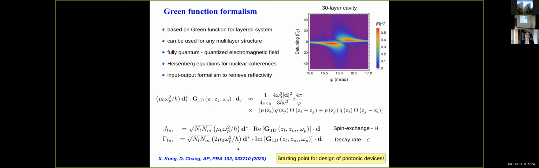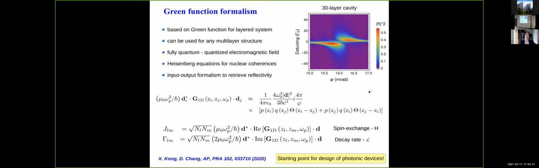Without going into further details, the important points are that it can be used for any layer structure, that it's fully quantum with a quantized field, and that it's versatile, and in principle it doesn't need any input parameters. We still need the density of nuclei to introduce, but otherwise it's a very versatile formalism.